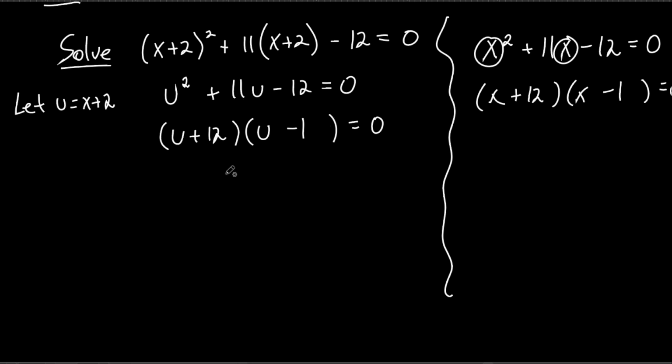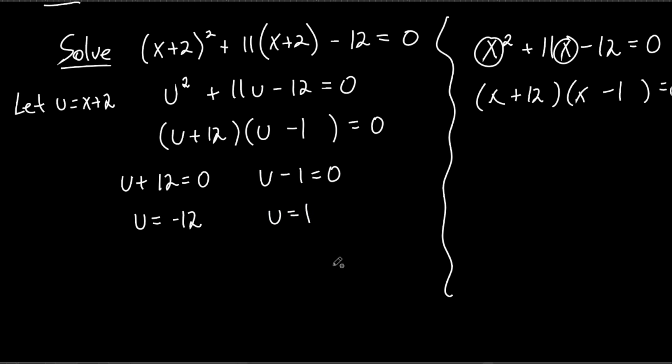Now let's continue, but we're going to solve for u. So I got two things multiplied together, and my answer is 0. So what do I do with those two things? I set them equal to 0. That's right. I set that equal to 0, and I set that equal to 0. Very good? Now I solve for u. We can do that in our head. What's u equal to here? Negative 12. What's u equal to right here? It's equal to 1.